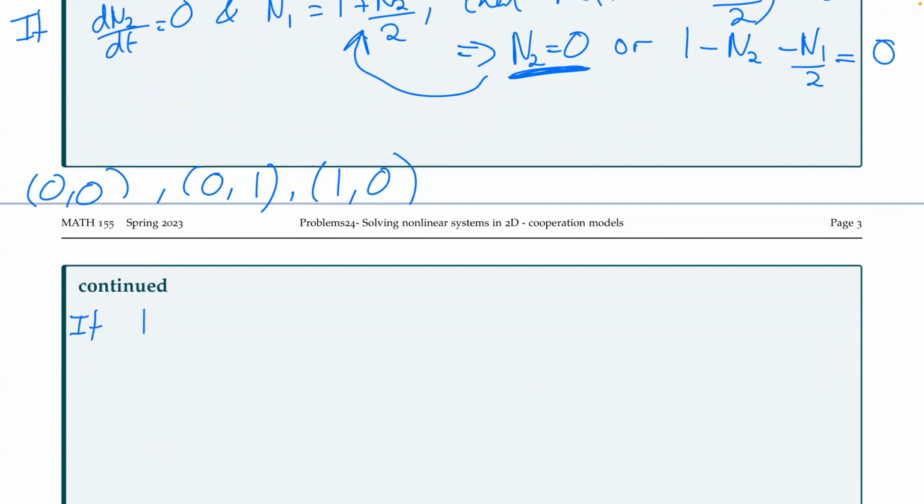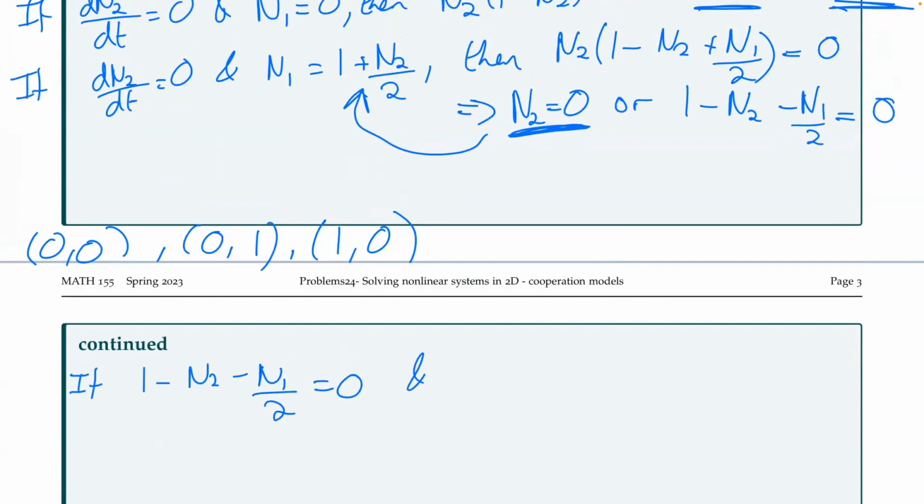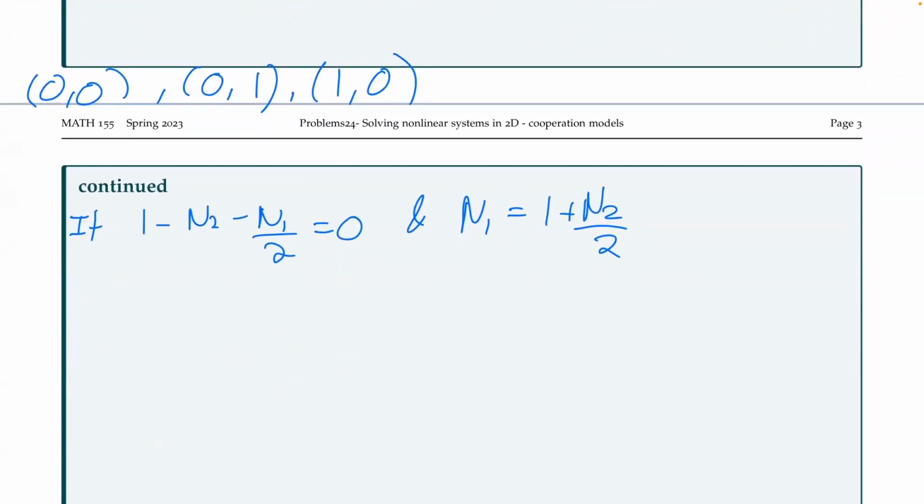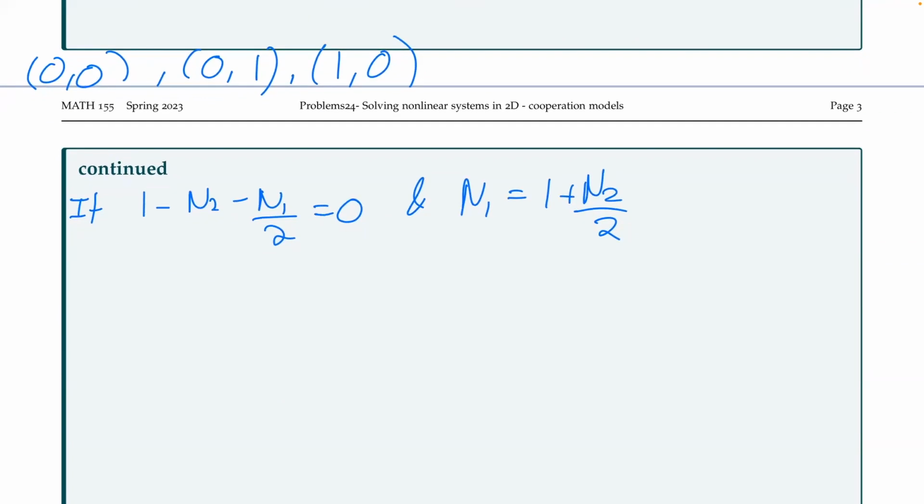So if we have 1 minus n2 plus n1 over 2 is equal to 0. And remember, we had to start with n1 is equal to 1 plus n2 over 2. We've got 2 equations here and 2 unknowns. We just need to solve these. In fact, this is a linear system. You could put this in a linear system and solve it using matrices like we had previously. So let's rearrange this and substitute this into here.